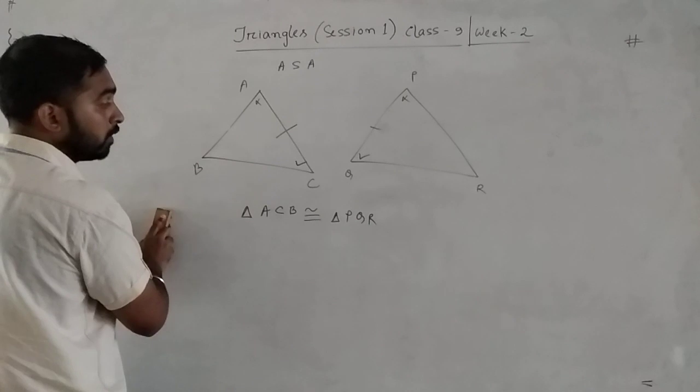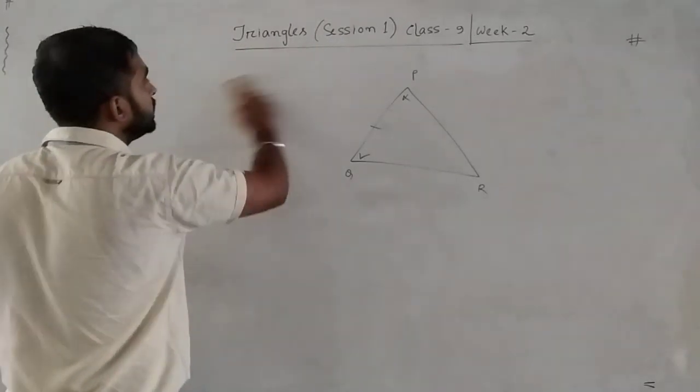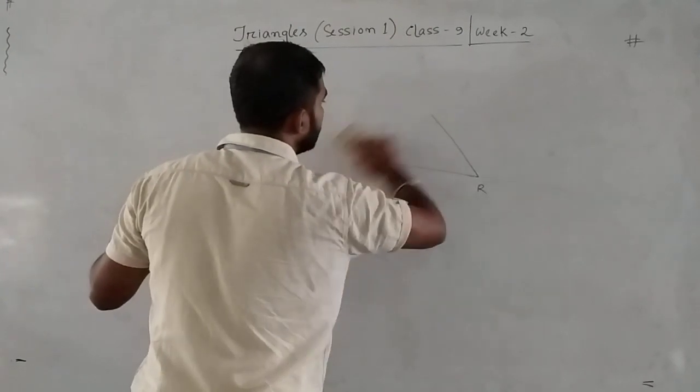Then we will get the correct corresponding sides of the congruent triangle, otherwise they will be wrong. So while naming them, be careful.